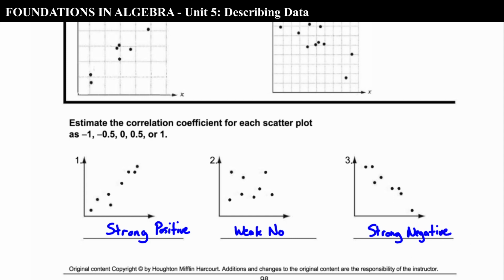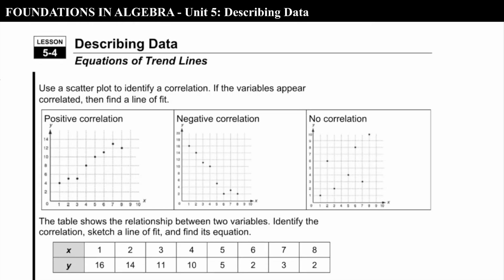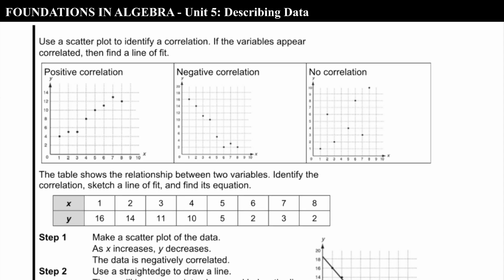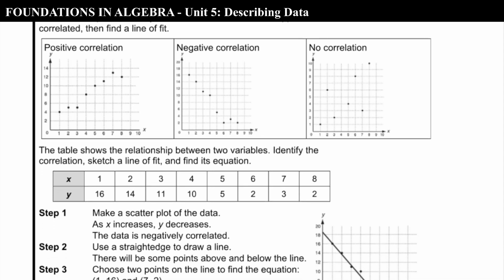All right, let's go ahead and roll right into the last little bit of this unit, describing equations of trend lines. So we can use a scatter plot to identify a correlation. If the variables appear correlated, then we're going to find a line of fit. So here we have a positive correlation, we have a negative correlation, and here we have no correlation, just to kind of remind you of the three types.